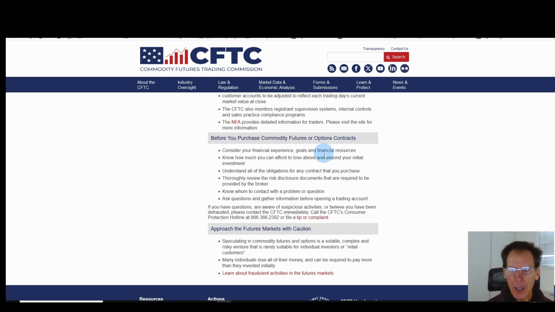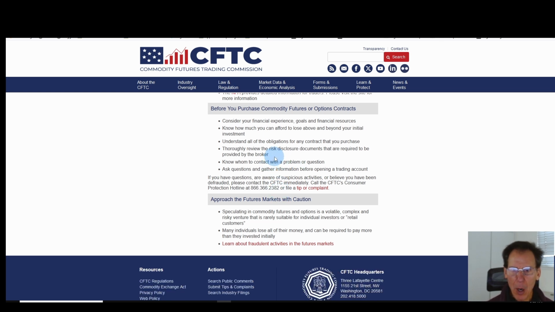Before you purchase commodity futures or options contracts, consider your financial experience, goals, and financial resources. Know how much you can afford to lose above and beyond your initial investment. Understand all the obligations for any contracts that you purchase. Thoroughly review the risk disclosure documents that are required to be provided by the broker. Know whom to contact with a problem or question. Ask questions and gather information before opening a trading account.